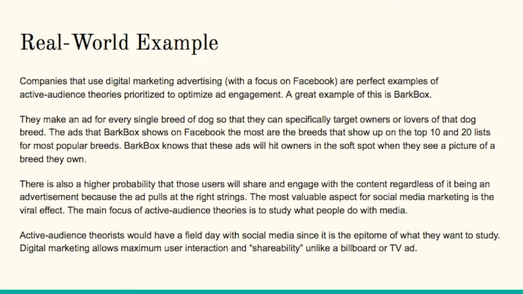Real-world examples. Companies that use digital marketing advertising with a focus on Facebook are perfect examples of active audience theories prioritized to optimize ad engagement. A great example of this is BarkBox. They make an ad for every single breed of dog so that they can specifically target owners or lovers of that dog breed. The ads that BarkBox shows on Facebook the most are breeds that show up on the top 10 and 20 lists for most popular breeds. BarkBox knows that these ads will hit owners in a soft spot when they see a picture of a breed they own.